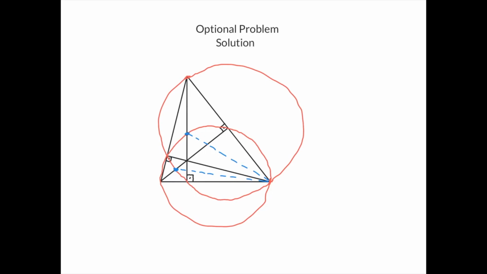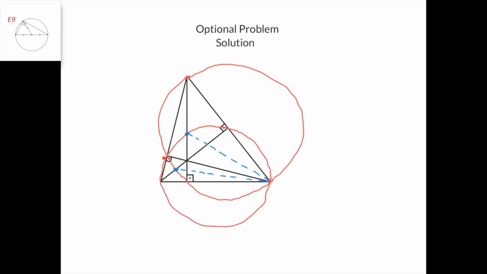And here's the solution. We know that this point and this point lie on the circle with diameter this side, because of the 90-degree angles here and here. Similarly, we know that this point and this point lie on the circle with diameter this side, because of the right angles here and here. Furthermore, for this point, we know that this angle is 90 degrees because this is a diameter. And similarly for this point, we know that this angle is 90 degrees because this is a diameter.